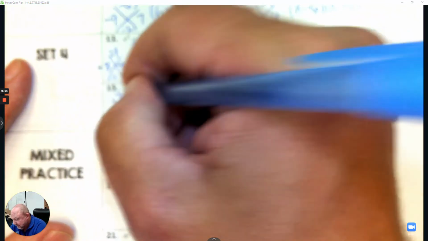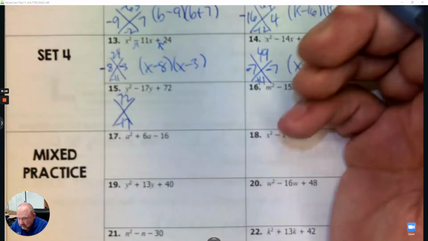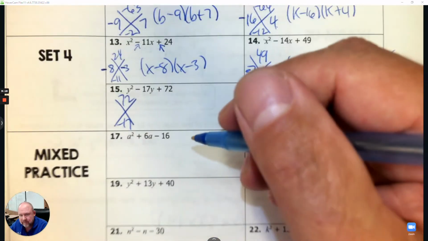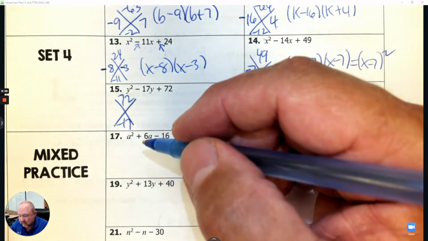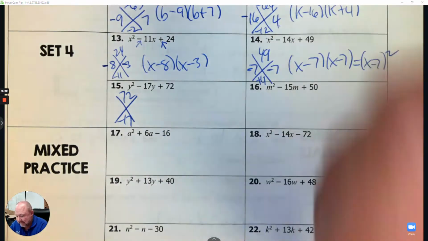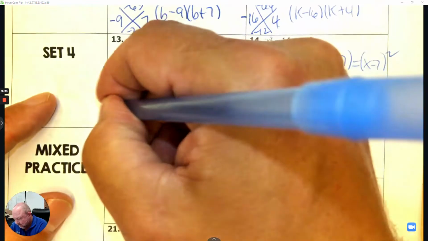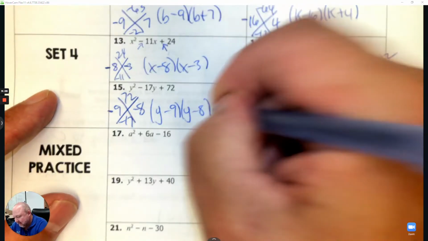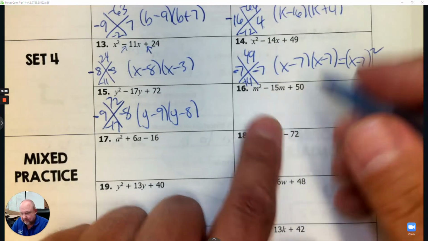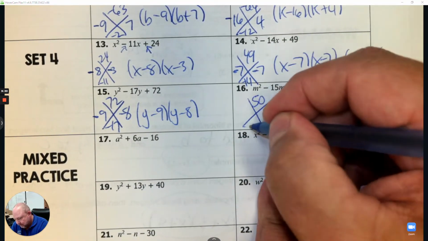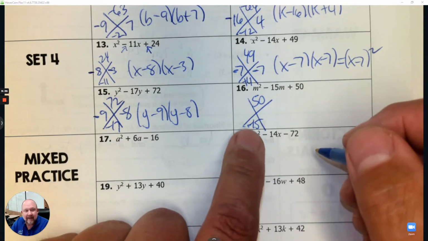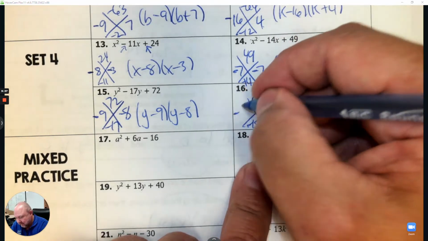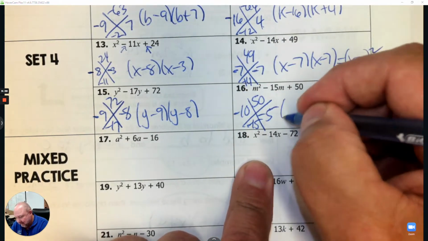72. Press pause. Try it first. Can you find the two numbers that fit? So two numbers that multiply to 72, and the same two numbers add to 17. So they're both going to be negative. That's negative 9 and negative 8. Again, they're both going to be negative. That's negative 10 and negative 5.